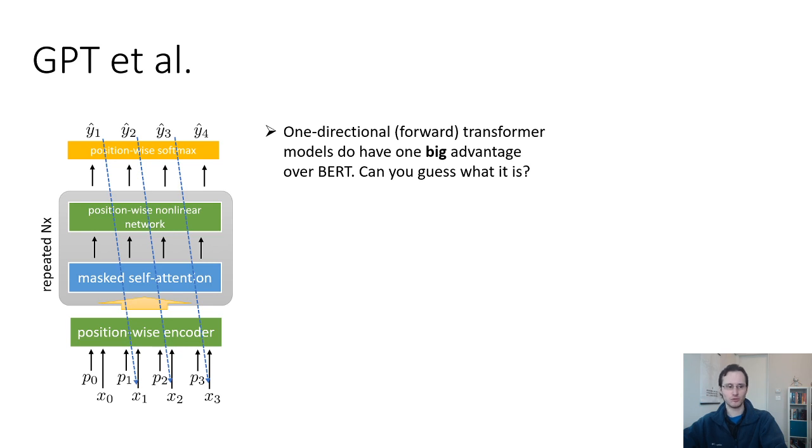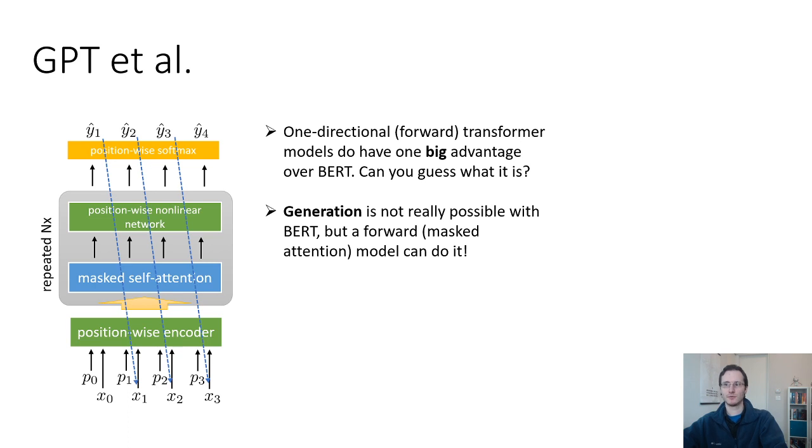So the big advantage of forward models, rather than bidirectional models like BERT, is that generation is not really possible with BERT. Because BERT learns to fill in the blanks. It doesn't learn to generate one token at a time to complete an entire sentence. But a forward masked attention model can actually do generation as well.